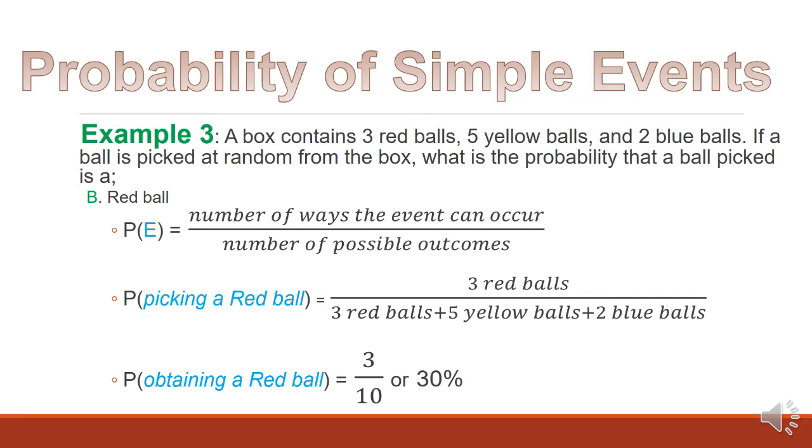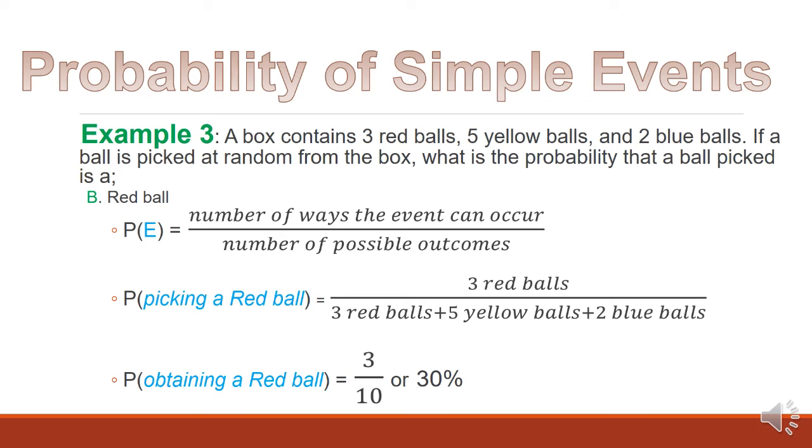Last, our event here is picking a red ball. So again, the same denominator: we have 3 red balls plus 5 yellow balls plus 2 blue balls. And in the numerator, since our event here is picking a red ball, we will write 3 red balls.